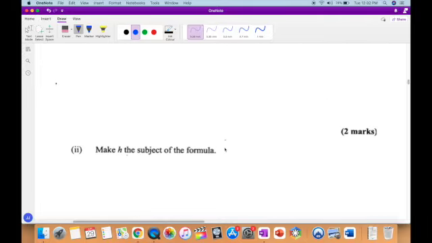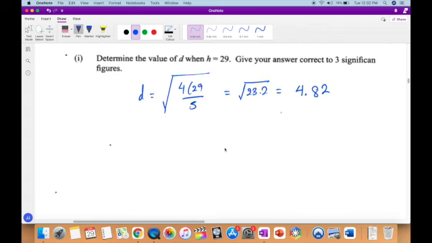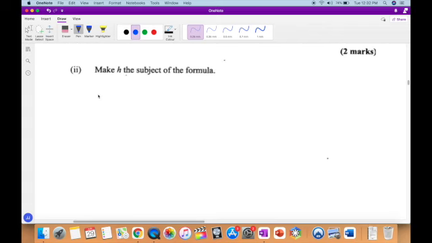Make h the subject of the formula. So we have d is equal to the square root of 4h over 5. We've done tons of these in class. So first, since we're making h the subject, let's flip it first. So 4h over 5 is equal to d. I always just like to do that to have h on this side of the equation.